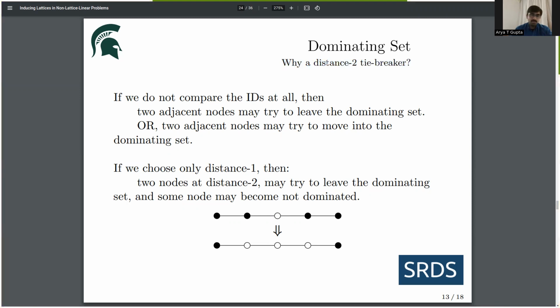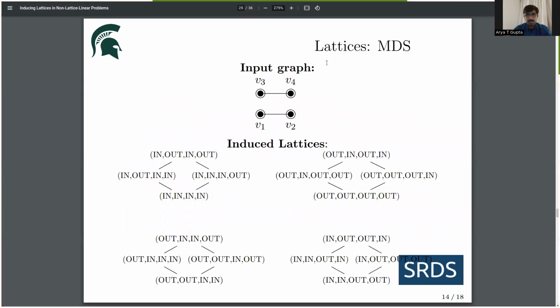So under distance 2, when an unsatisfied node, edible or removable, makes a transition and changes its state, it no longer stays unsatisfied. As a result, we see lattices being induced in the state space. We see an example graph of 4 nodes where 2 edges are induced, 2 disconnected edges.